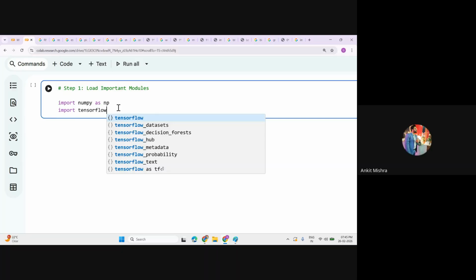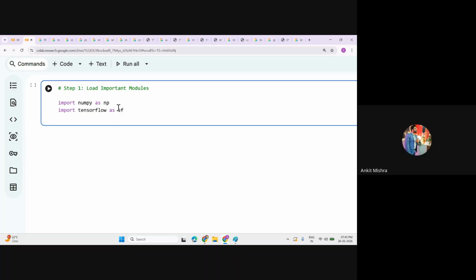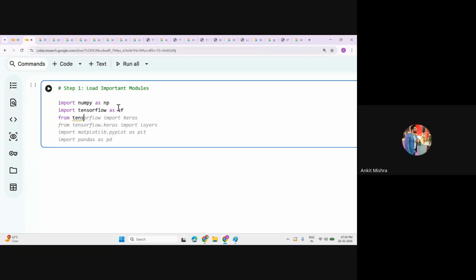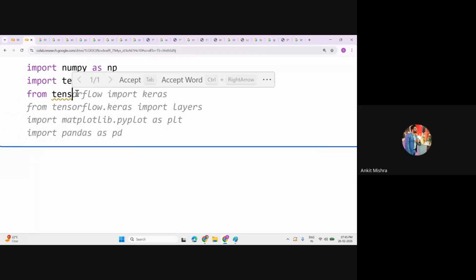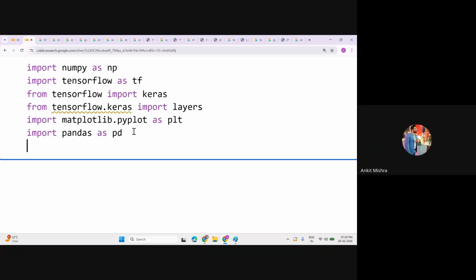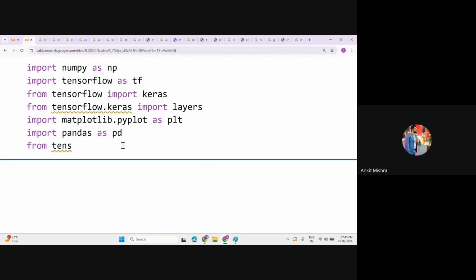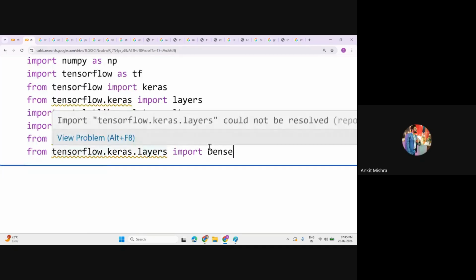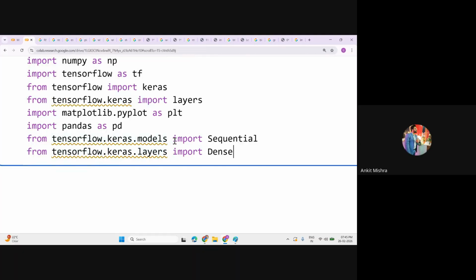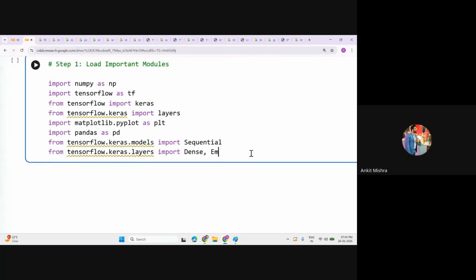Let me write import TensorFlow as tf, and from TensorFlow, yes, we are getting the hint now. From TensorFlow import Keras. From tensorflow.keras we want layers. Import matplotlib, perfect. You just have to hit the tab button. Then from TensorFlow we call the IMDb dataset as well. We want Sequential and the Dense layer as well, so let's write keras.models and call Sequential, and keras.layers, and call Dense. We also want to perform the embeddings, so let's call Embedding as well.